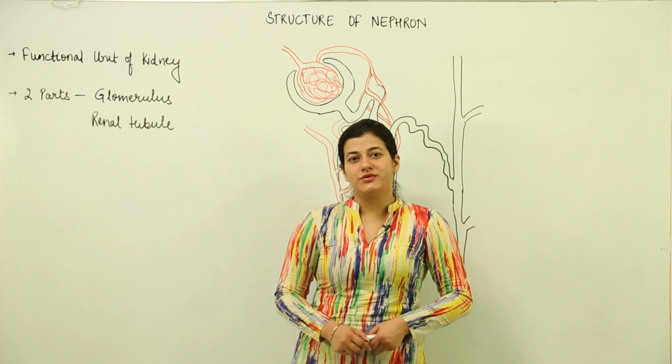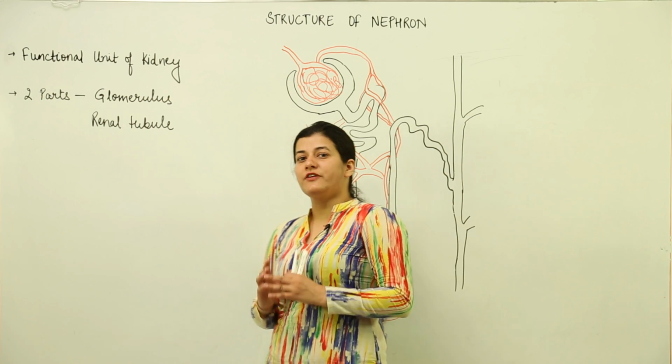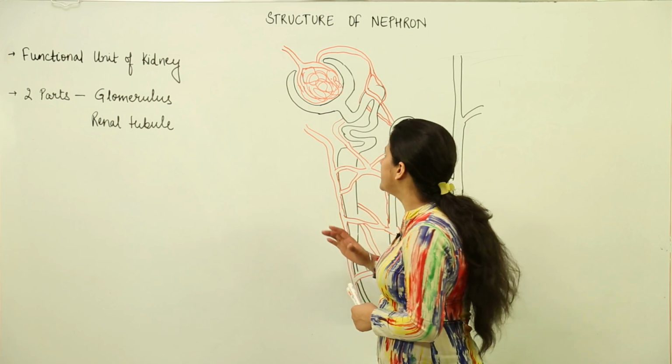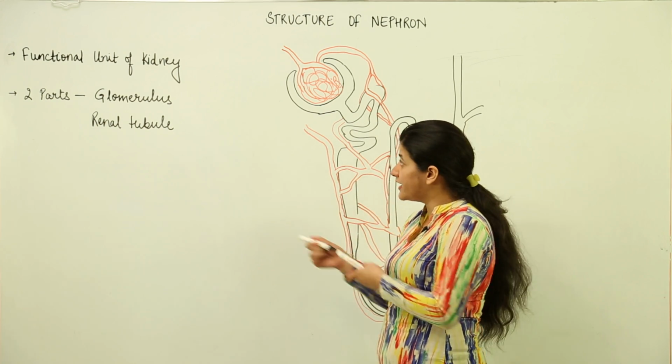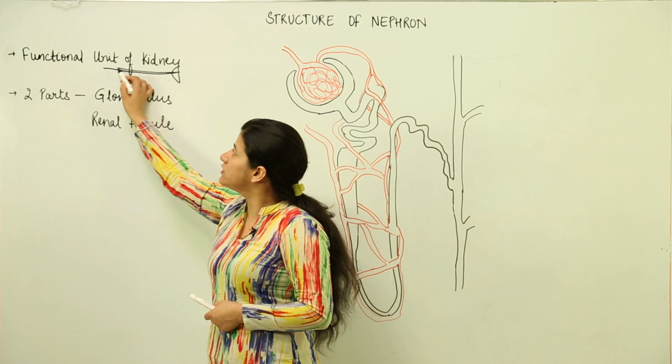Now next we are going to see the ultrastructure of a nephron. As you know, the nephron is the functional unit of a kidney. There are more than 1 million nephrons present inside each kidney. So these are the functional units of the kidney.